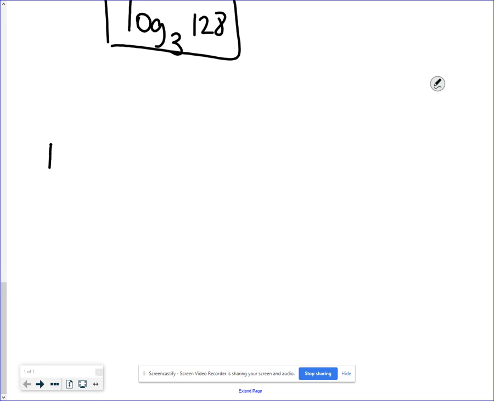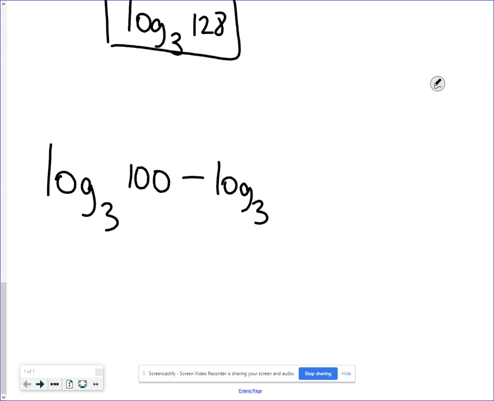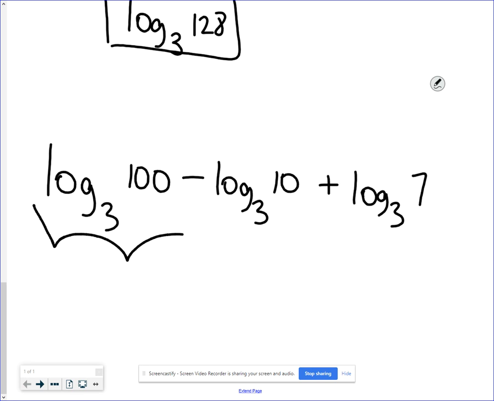Let's say I have the following problem. Log base 3 of 100 minus log base 3 of 10 plus log base 3 of 7. Well, just like before, when we're adding 3 numbers together, we always go from left to right. When we're adding or subtracting 3 numbers, we just go left to right. So we're going to start off by combining these 2 logarithms together. So I can rewrite this as a single logarithm.